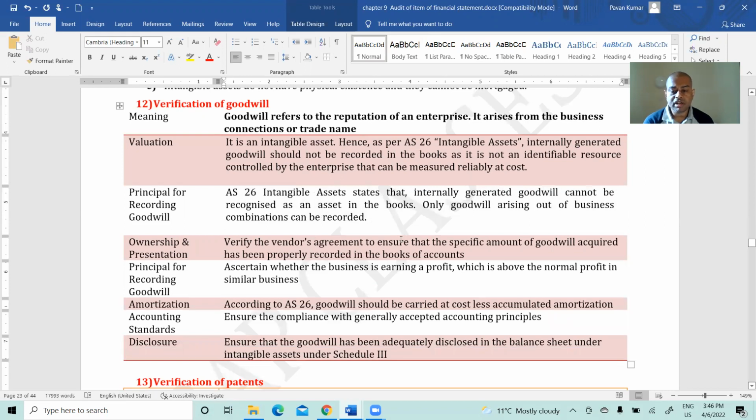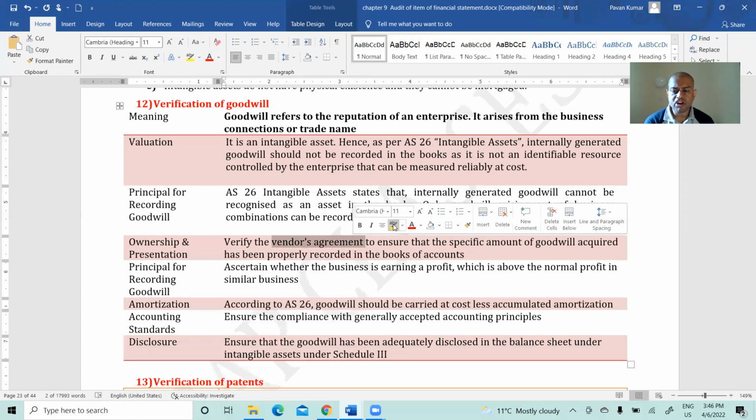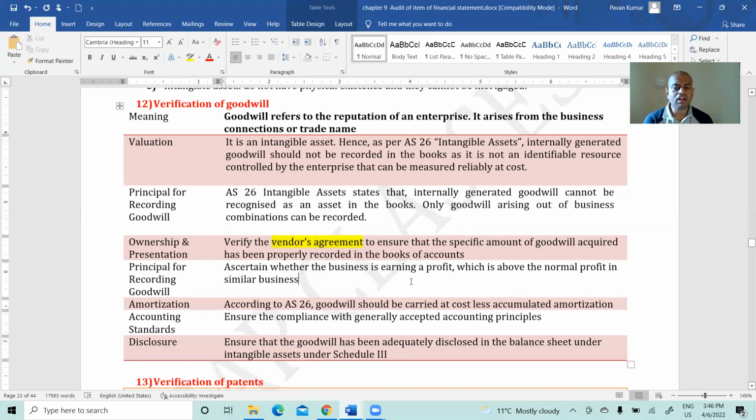Okay, verify vendor's agreement. What is this vendor's agreement? Hello, Sandeep, who is this vendor? Sir, I think it is in connection to the previous point. If there is any purchase, the person who sells. Correct. Vendor here means transferor company. In amalgamation, transferor and transferee are there, no? Transferor is also known as selling company or vendor company.